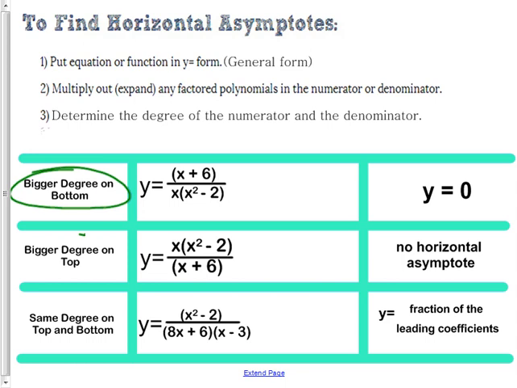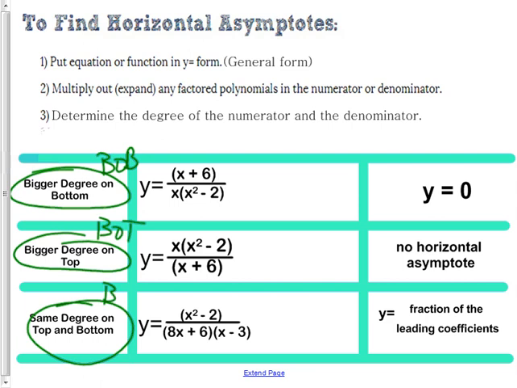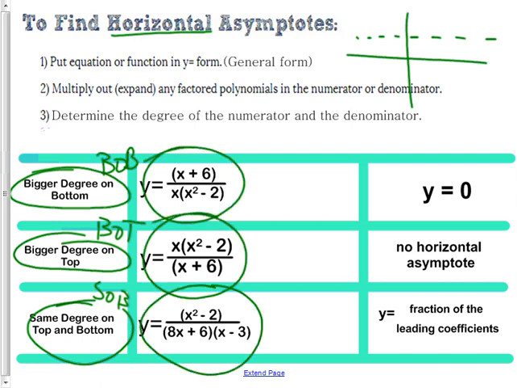Bigger on bottom, bigger on top, or same on both. Bigger on the bottom, bigger on the top, or no, it can't be bigger on both. Same on both. Now, this part is the horizontals. Remember, the rules for the verticals are totally different. The horizontal asymptotes are the ones that on the graph look kind of like this, okay? Where that's going to be is based on your equation and whether it's bigger on the top, bigger on the bottom, or the same on both.